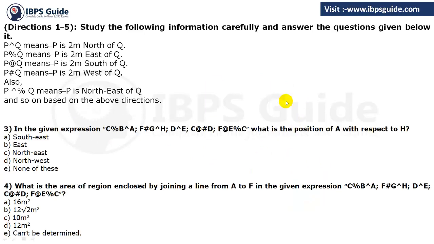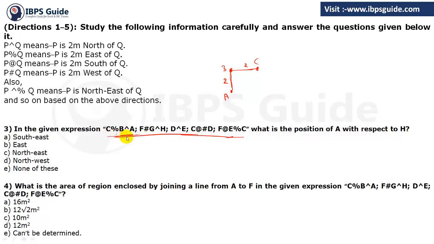Now let's move toward questions number 3 and 4. The basic information in both is the same, the expression is the same, but the questions are different. So first of all, just draw the given information. C percentage B. Percentage means C is in the east of B. So there you have C, and B, and it will be 2 meters. Clear? Now B power A means B is in the north of A. So if B is here, then A must be in the south of B. So there you have A, and it will be 2.